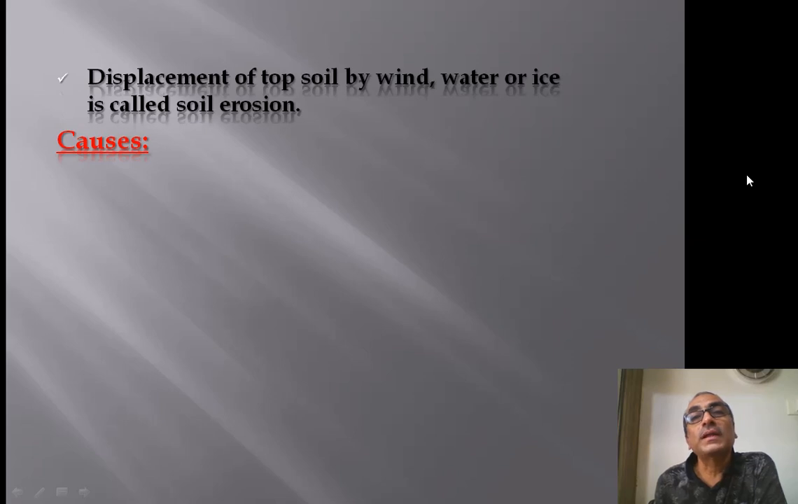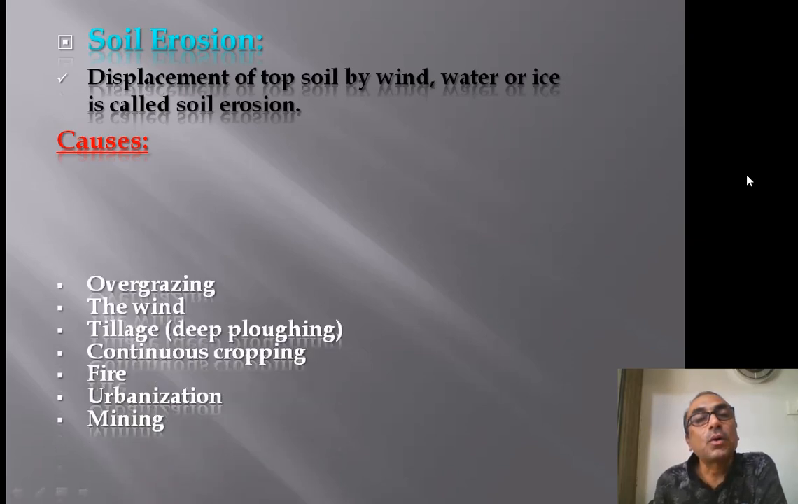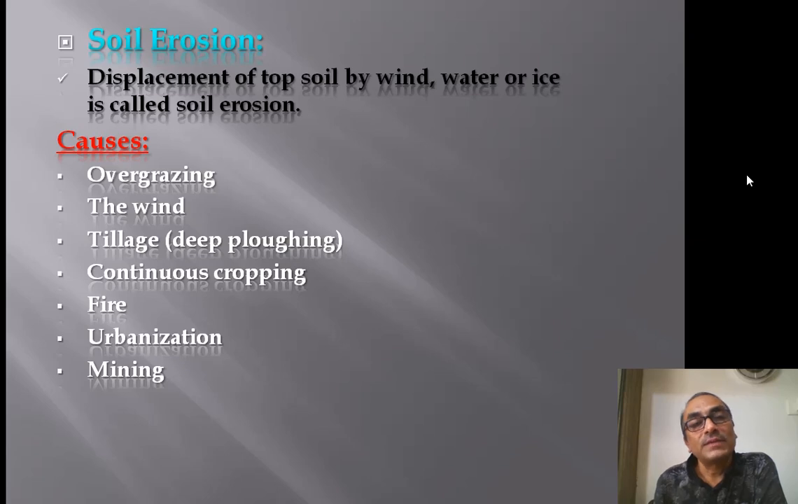Displacement of topsoil by wind, water or ice is called as the soil erosion. So we are now talking about the soil erosion. Let's see what are the causes. We know what is soil erosion. Let's see the causes, which we have also discussed somewhere earlier.